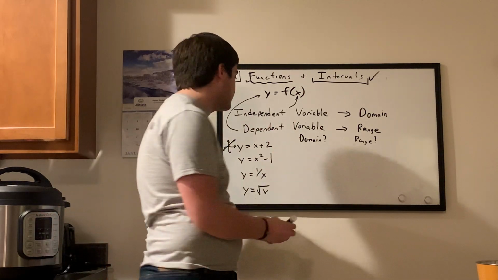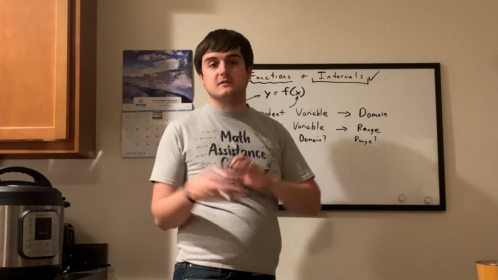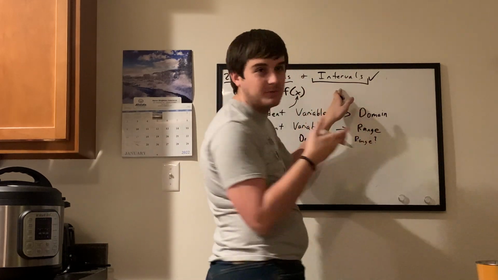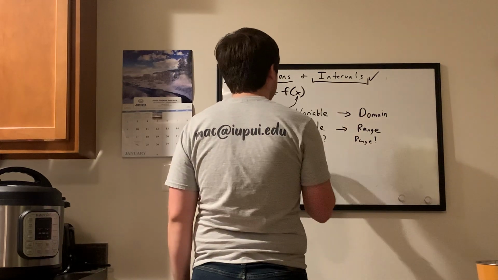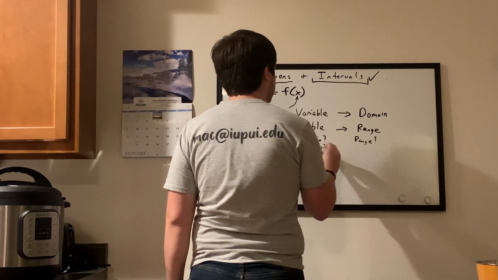Okay, so in this case, the domain of my function is going to be all real numbers. It's going to be all of them, right? Which we saw from the interval. Now this is where our interval part is going to come back in. When we're saying all real numbers, I'm going to write this as minus infinity to infinity.